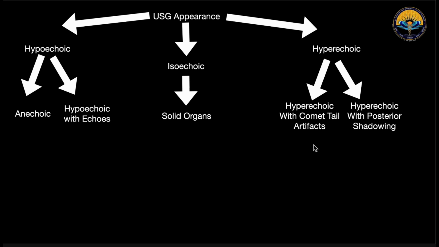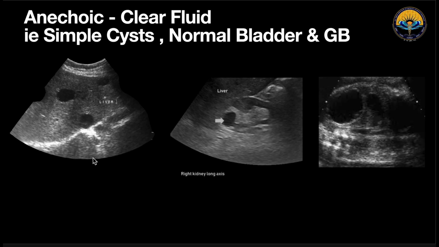So comet-tail, air; posterior shadowing, bones, calculus; isoechoic, solid; anechoic, clear fluid; hypoechoic, turbid fluid. So coming to all of them, first is the anechoic. I told you anechoic means clear fluid. It can be a simple cyst, or it could be the normal bladder or gallbladder.